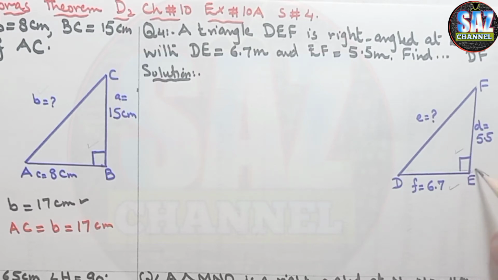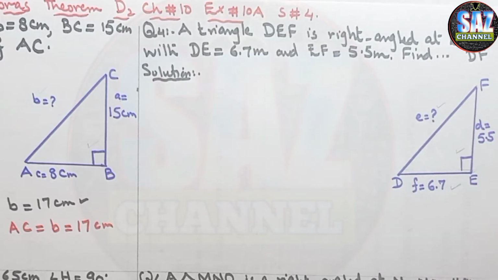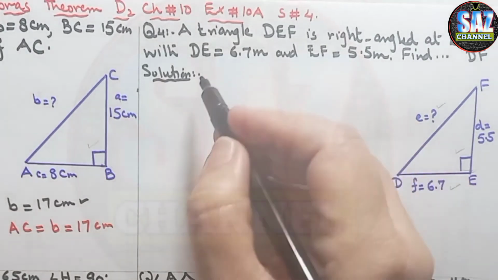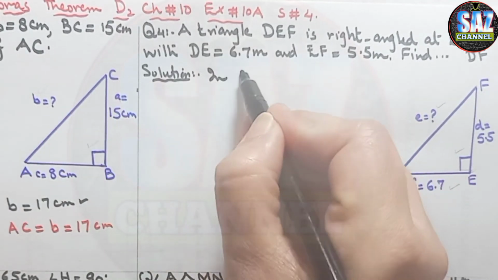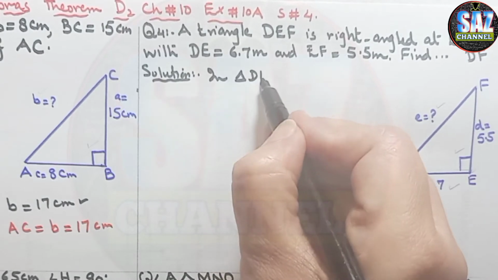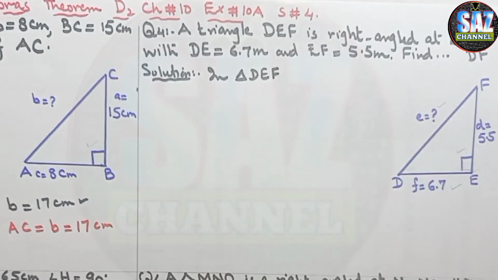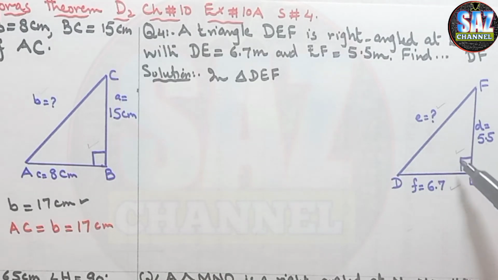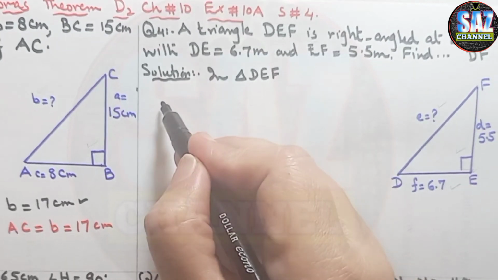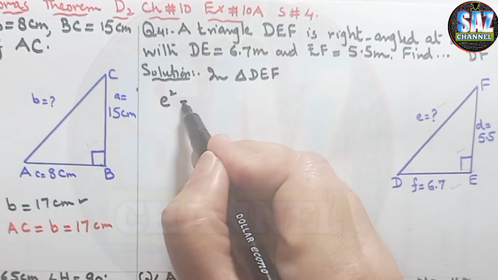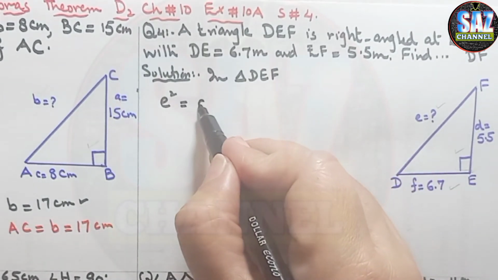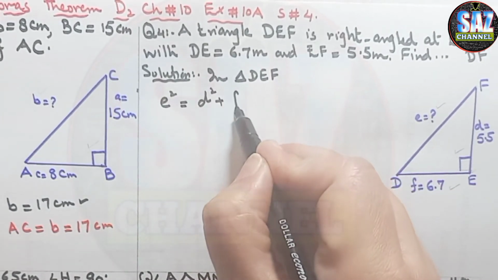Here we have the 90 degree angle at vertex E, and the side which is opposite to 90 degree angle is DF, or e. So we have to write the basic Pythagorean equation in triangle DEF. So write down the equation according to the need of the question. e square will be equal to d square plus f square.